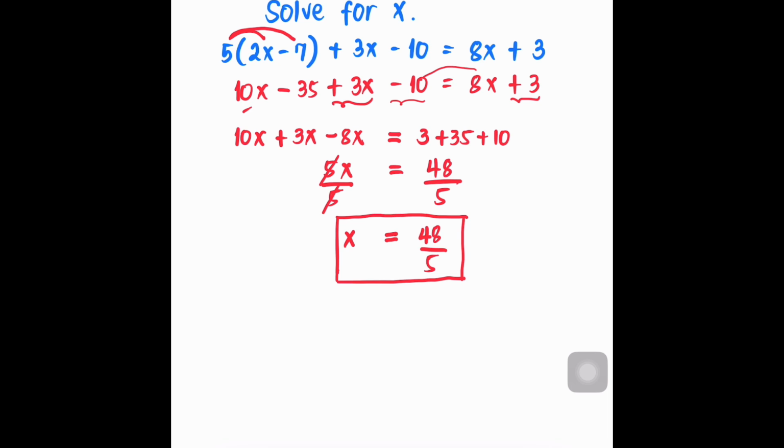You can change your answer to decimal. You can also write your answer as a mixed number. So it depends on what the directions is. Now, if you want to check if the answer that you got is right, just simply plug in the value of 48 over 5 to the original equation. So replace all the x's there by 48 over 5 and carry on simplifying. And you must get a balanced equation.